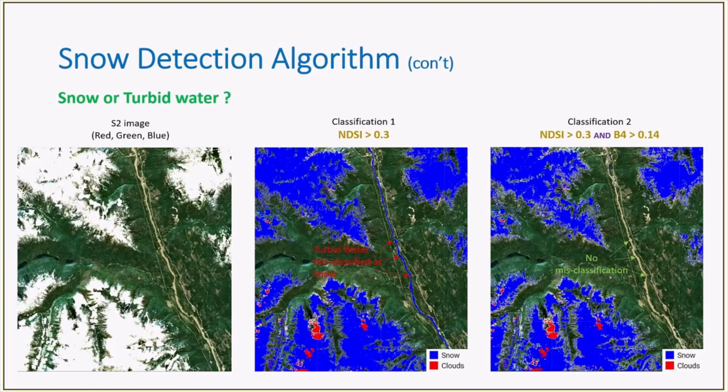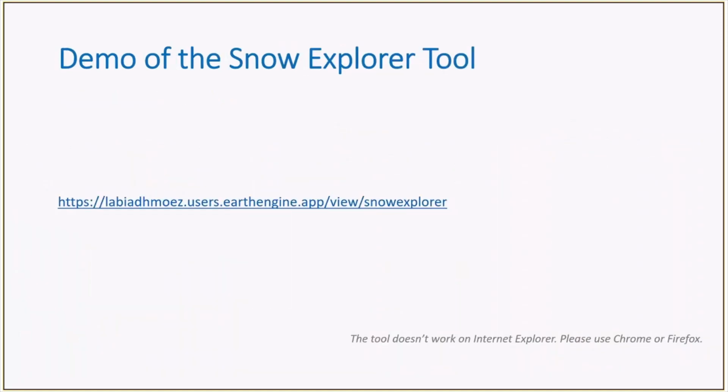It's demonstrated here in these examples. In the first classification, this one in the middle, only an NDSI threshold is used. As you can see, the river here is misclassified as snow. The misclassification is fixed here on the second image as we add the red band threshold. And the river is no longer classified as snow. So that was all for the backend processing.